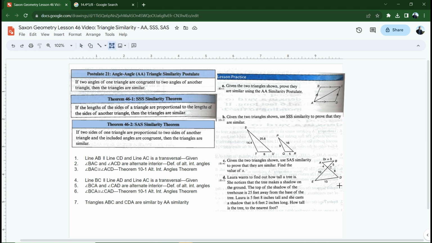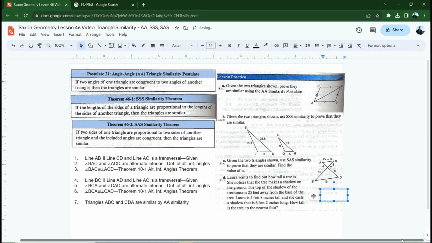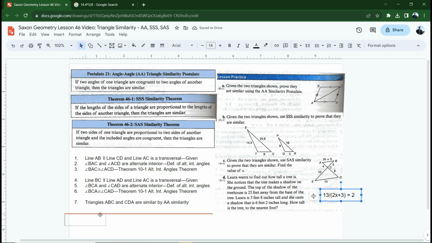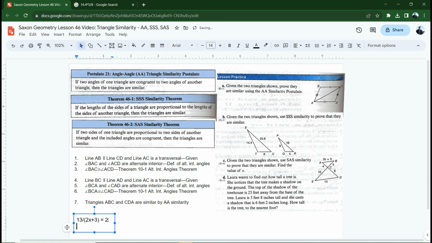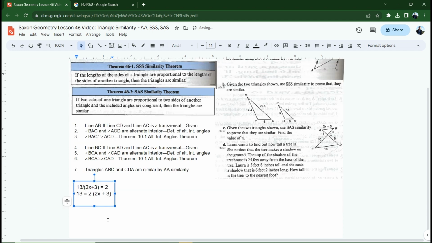Well, that shouldn't be too hard because that means that this is in ratio to the rest of the sides. So I know that 13 divided by 2x plus 3 has to equal 2 because the ratio of the sides always equals 2 in this triangle. So I'm going to multiply both sides by 2x plus 3. I get 13 equals 2 times 2x plus 3. That simplifies out. 13 equals 4x plus 6 if I distribute.